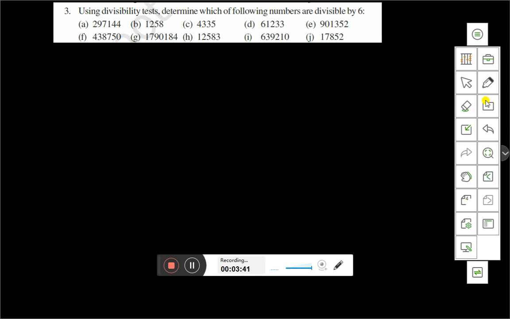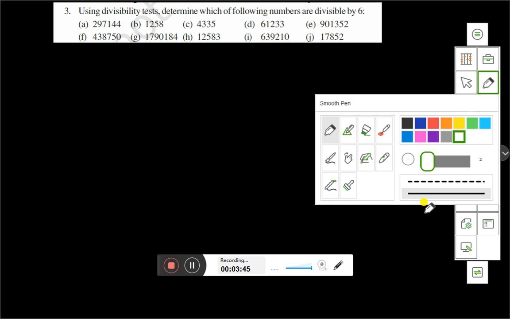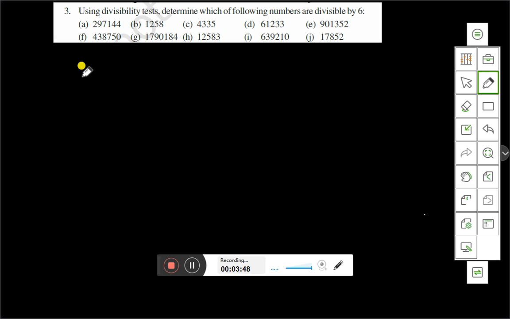Now we'll do question number B. Question B is 1258. Here you see the last digit is 8. Therefore, it is divisible by 2.